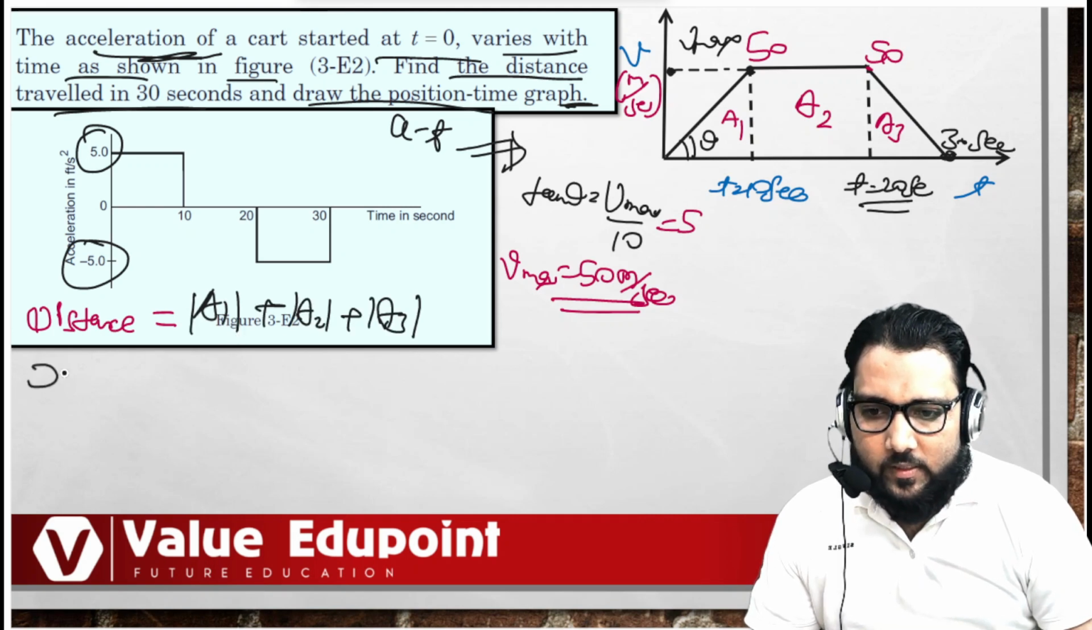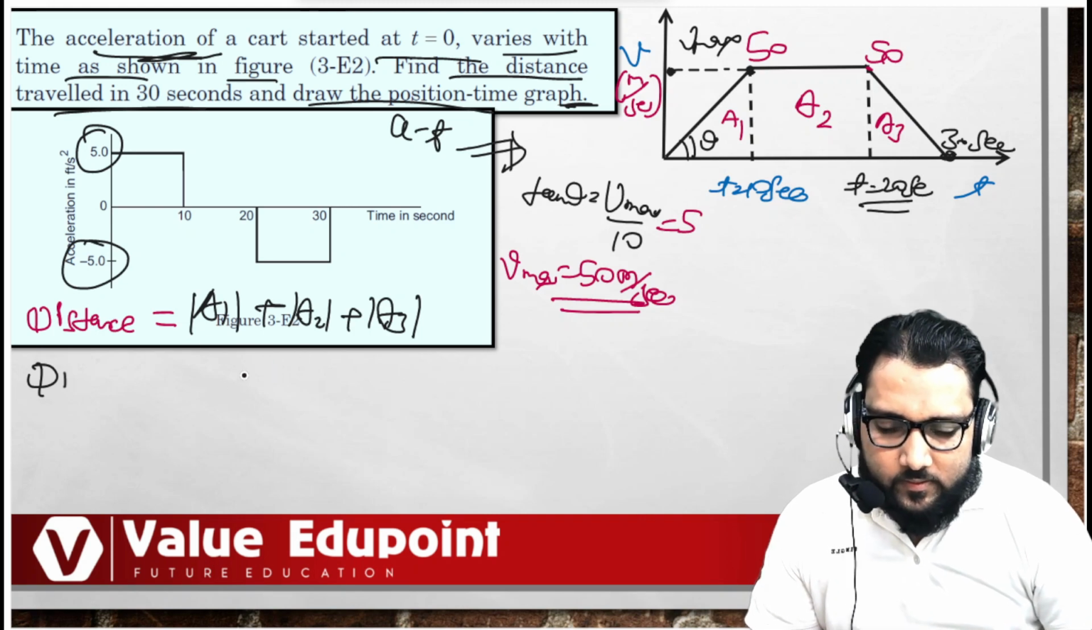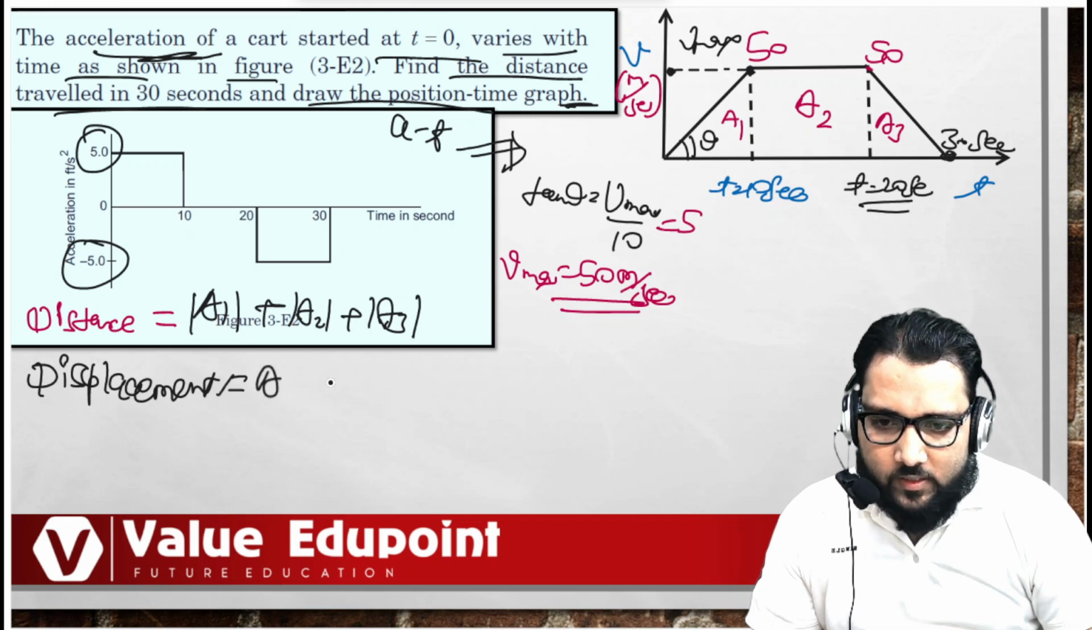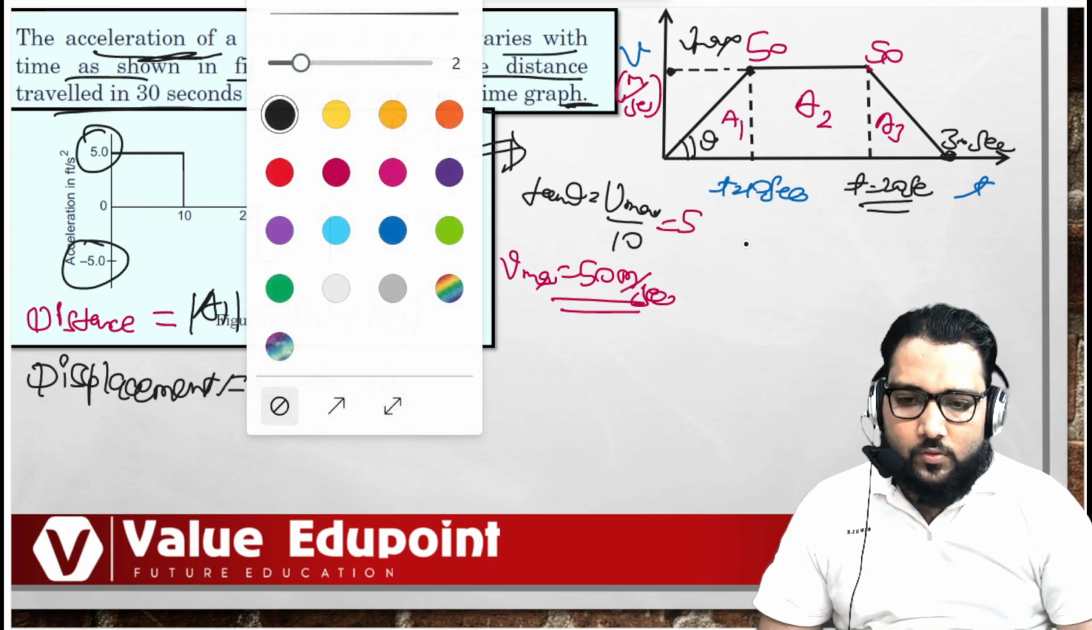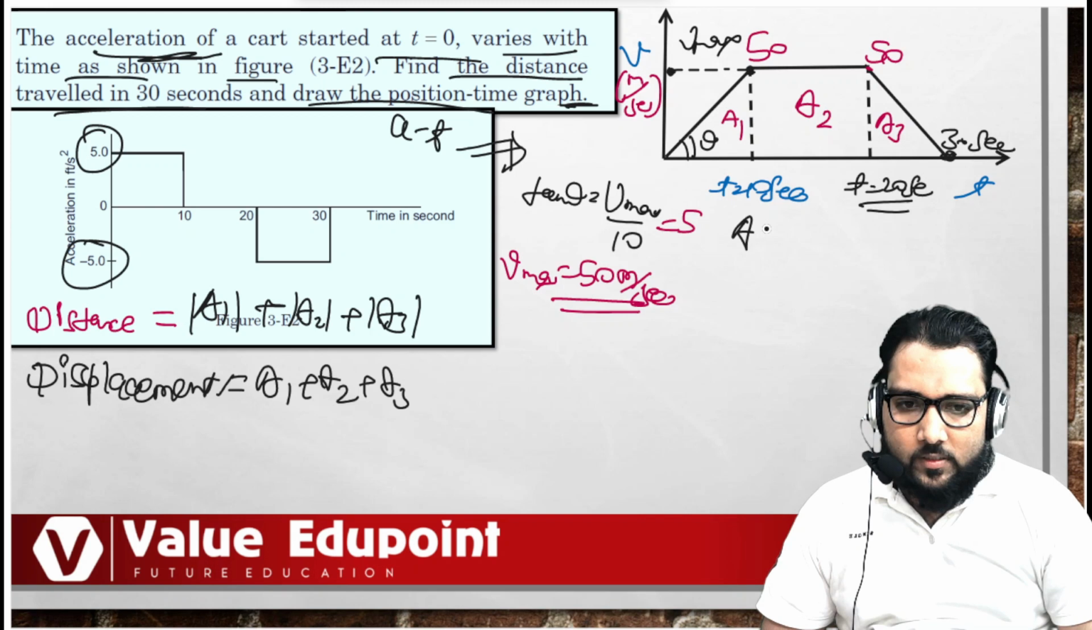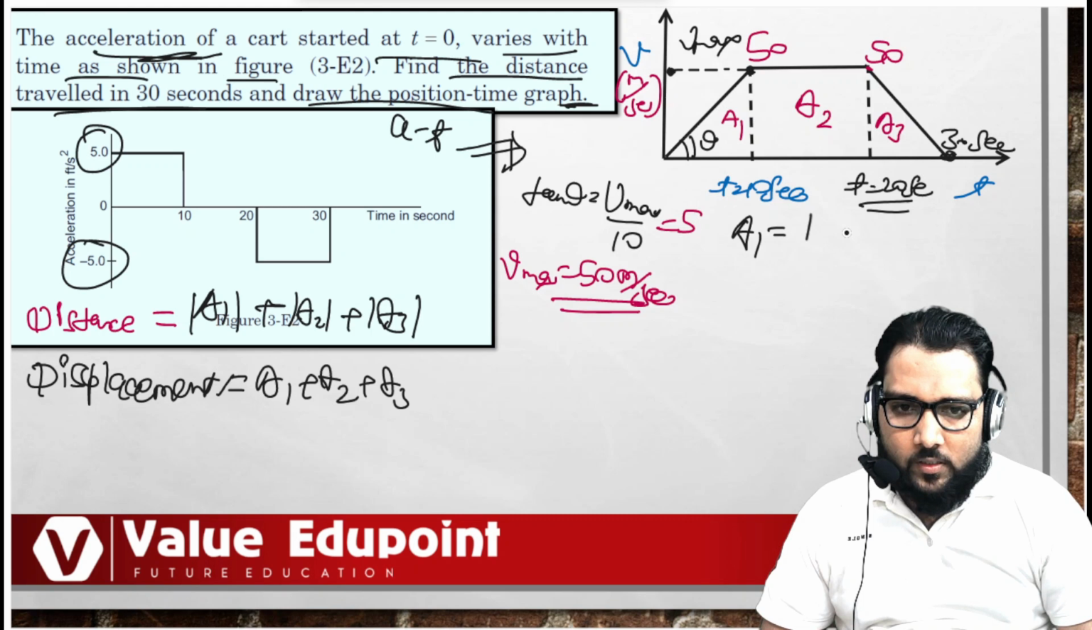And for displacement, we will simply take the algebraic sum, with sign: A1 plus A2 plus A3. So now, guys, we can calculate the area A1. That will be equal to the area of this triangle, which is half, base 10 and height 50. That comes out to be 250 meter.